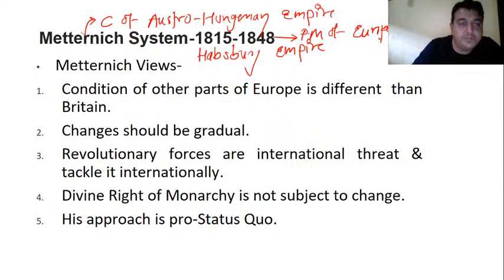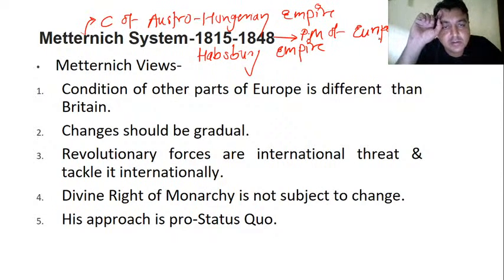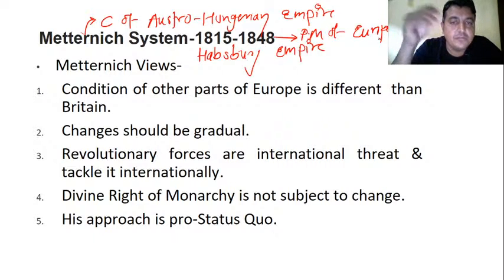Clear? As Ashwini asked, why was Britain not a member? Because Britain has a different faith, a different sect of Christianity. The Pope is not the head of the British Church. The Pope is the head of the Catholics. Clear? Britain has its own church.